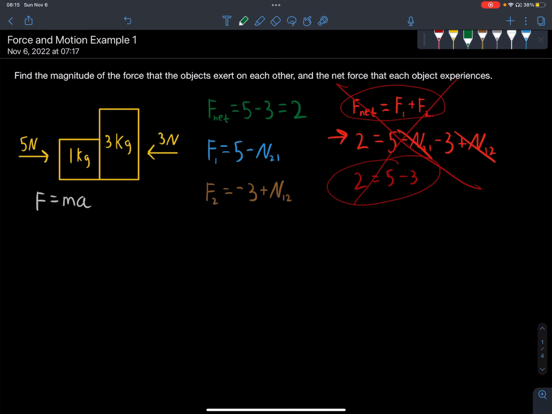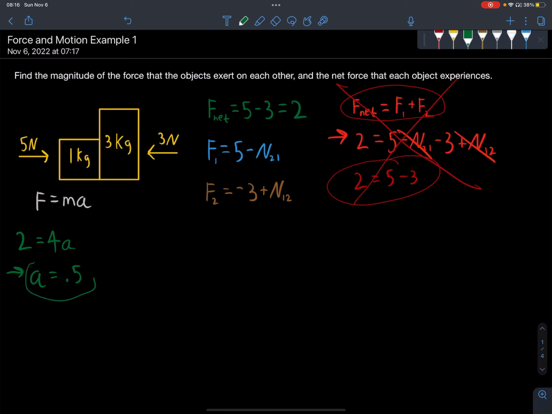So first, on our entire system, F net equals the mass of the entire system, which is 1 plus 3 here, that's going to give us 4, times the acceleration of the entire system, but we already know what the net force is. We added that up earlier. It's 2. So we can just go ahead and substitute that in. And this gives us that the acceleration on the entire system is going to be 0.5 meters per second squared.